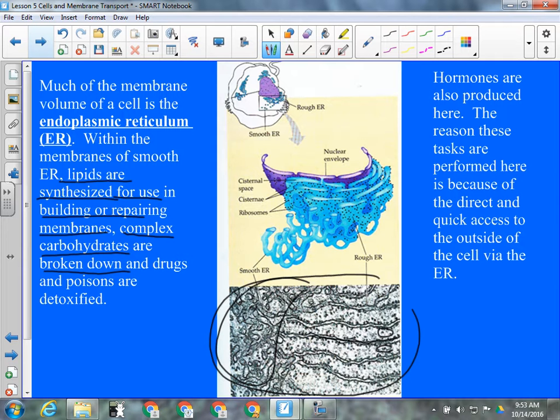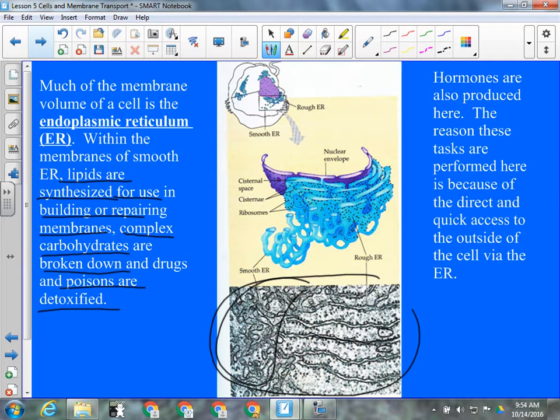Complex carbohydrates are high energy. Fats are high energy as well. That's why French fries and potato chips are really calorie heavy, because they're starchy stuff boiled in fat. So you're combining the two highest energy molecules together when you're making something like that. Another thing that goes on in the smooth ER, poisons are detoxified.